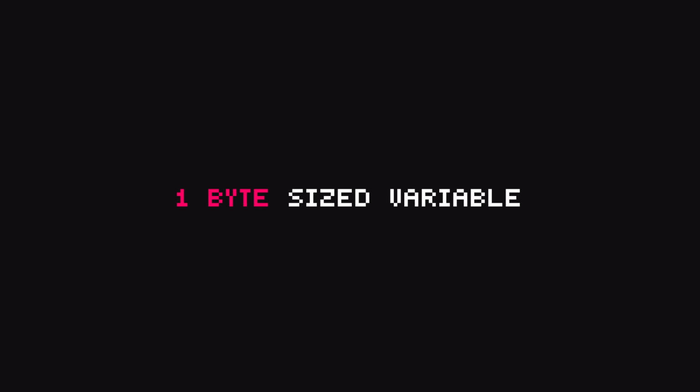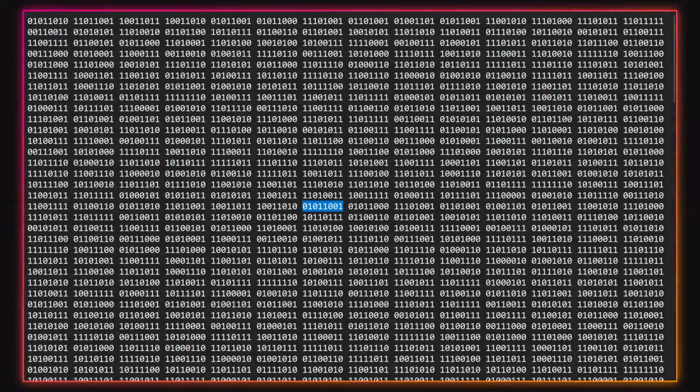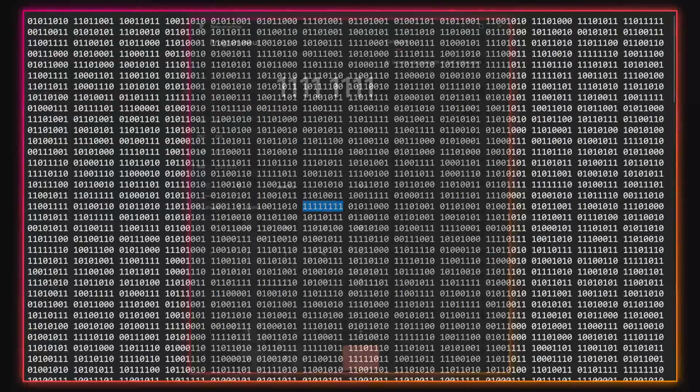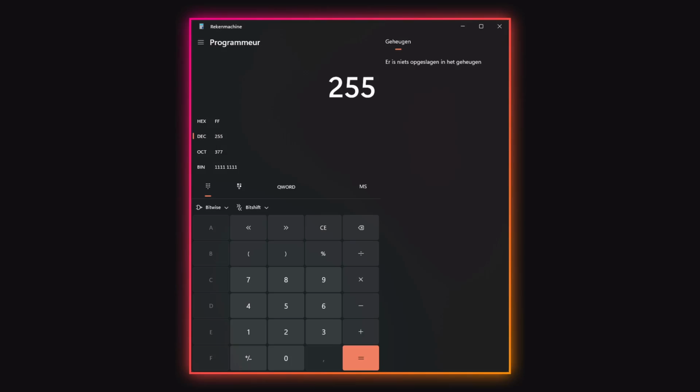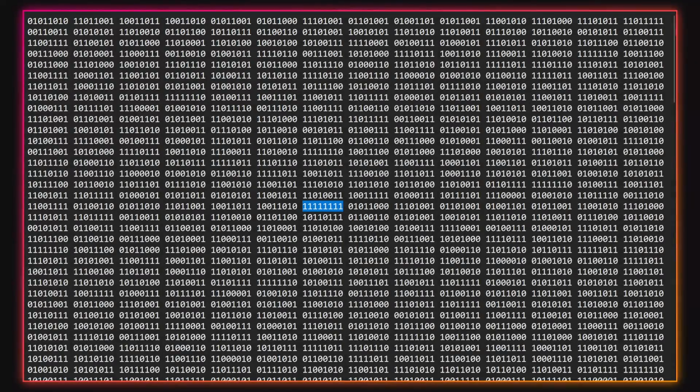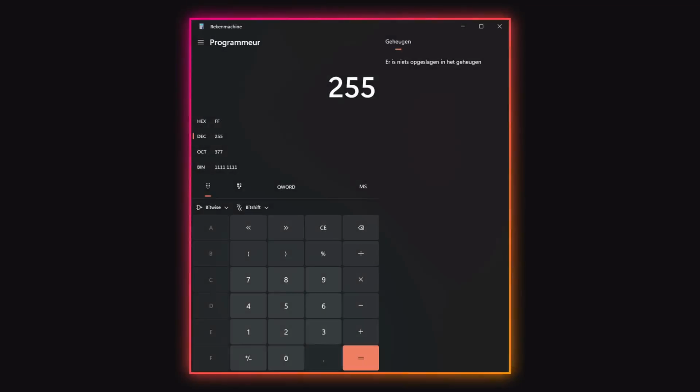Let's say we are playing a game and we found out that the health of the player is stored in a 1 byte sized variable. We've also found out that this is the address of health. Well, we've just learned about binary, so we know we can change this number to increase our health. And by changing our health to 11111111, we know our health is now 255, because this binary number converted to decimal is 255.